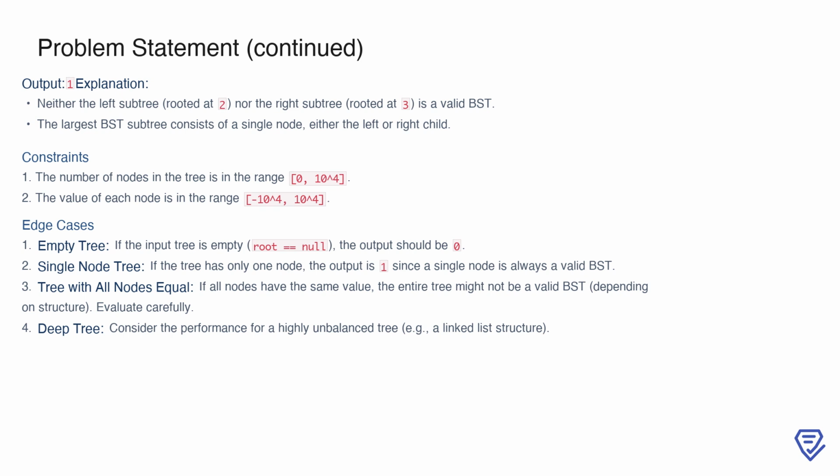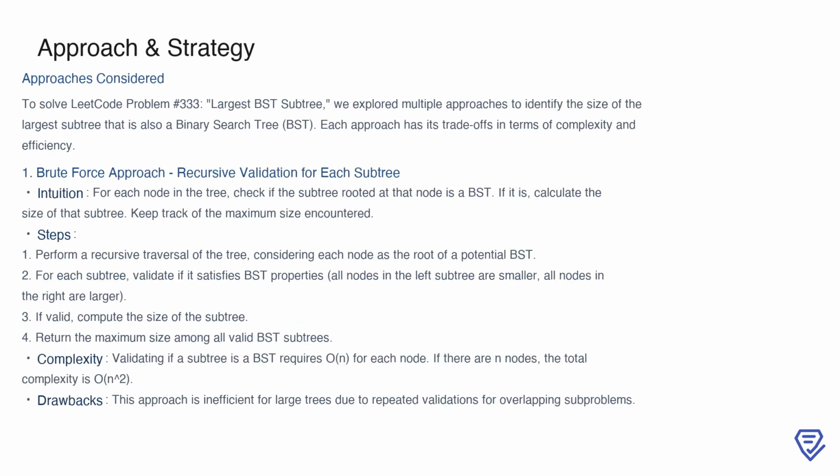When solving this problem, we must also consider edge cases, such as an empty tree, which should return 0, or a tree with only one node, which is always a valid BST and has a size of 1. Performance considerations are also important, especially for deep or unbalanced trees, as the number of nodes can go up to 10,000. To solve the problem of finding the largest BST subtree, we began by considering a brute force approach.